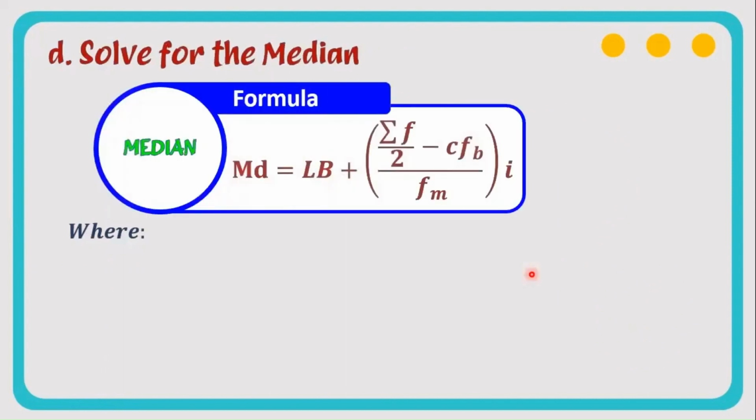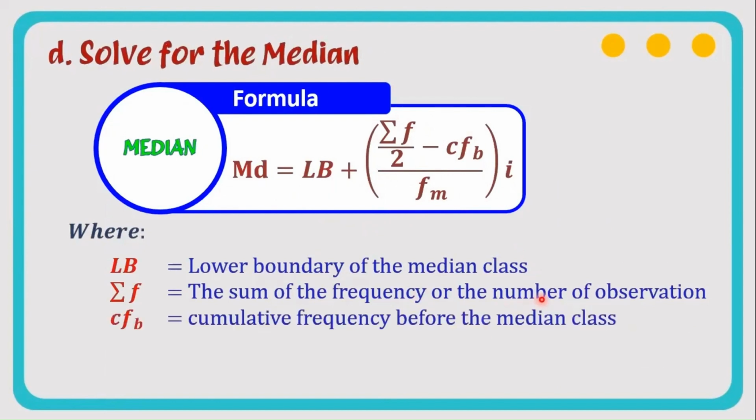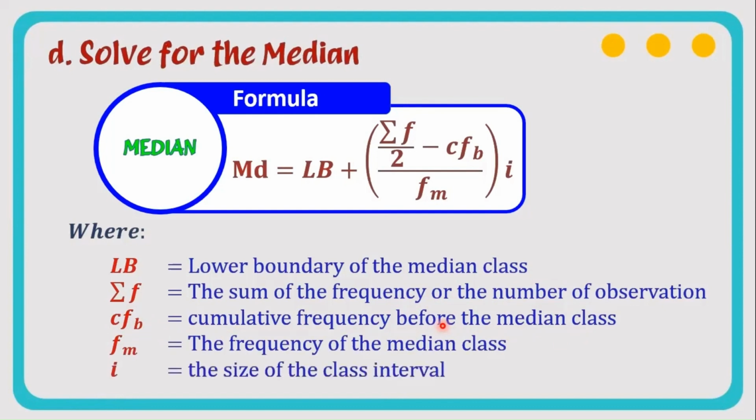We can now solve for the median. We use the formula median equals LB plus the quantity summation f over 2 minus CFB, over fm, times i. LB is equal to the lower boundary of the median class. Summation f equals the sum of the frequency or the number of observations. CFB is the cumulative frequency before the median class. Next is the f sub m, which is the frequency of the median class. Next is the i, which is the size of the class interval.